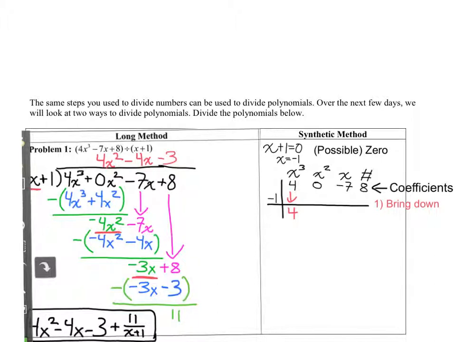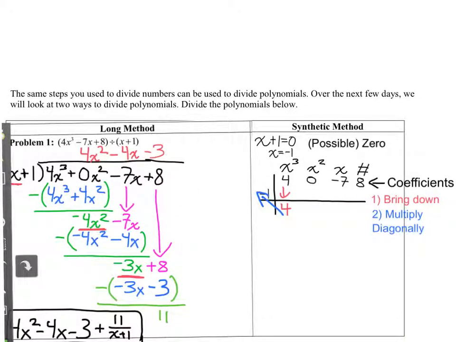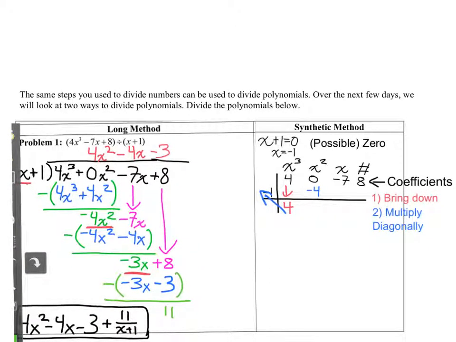The second step of the synthetic division algorithm goes along with the multiplying part in the long division algorithm. The second step in the synthetic division algorithm is to multiply diagonally. So I'm going to take the 4 from the bottom and multiply it by the -1 in the corner, and I'm going to put the -4 that I get as the result into the next column. You'll notice that the -4 that we got by multiplying the 4 times the -1 is exactly matching up with the -4 that would be in that part of the long division algorithm.